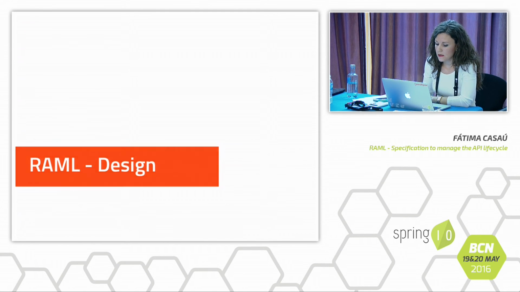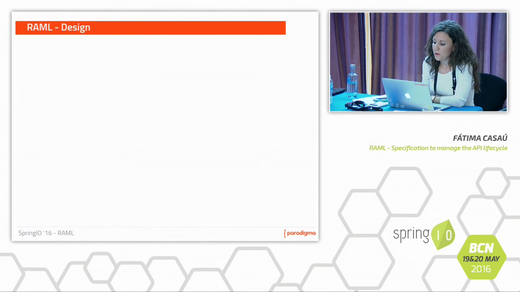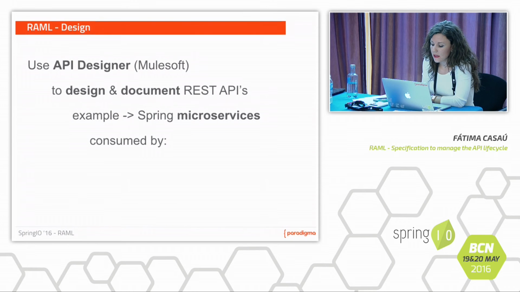In first place, design. To design our APIs, we can use tools such as, for example, API Designer or API Workbench of MuleSoft. This is the page of MuleSoft. As I said before, in Paradigma Digital, we have started to use the API Designer tool of MuleSoft to describe our REST APIs. Currently, some of our projects are in part REST APIs implemented as microservices with Spring Boot, that are consumed by external third parties or by, for example, front-end developers.